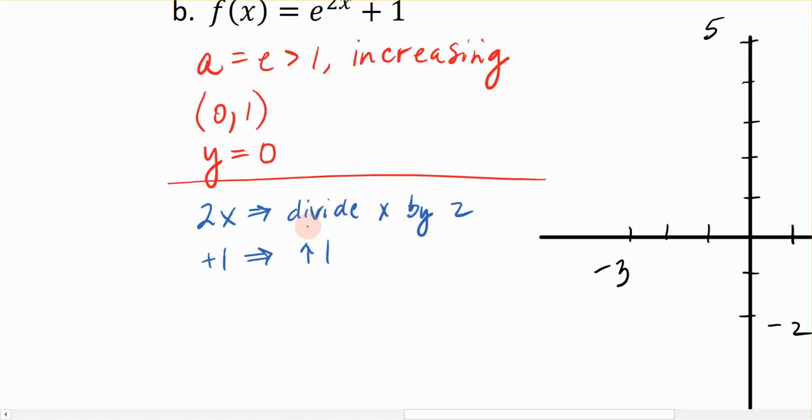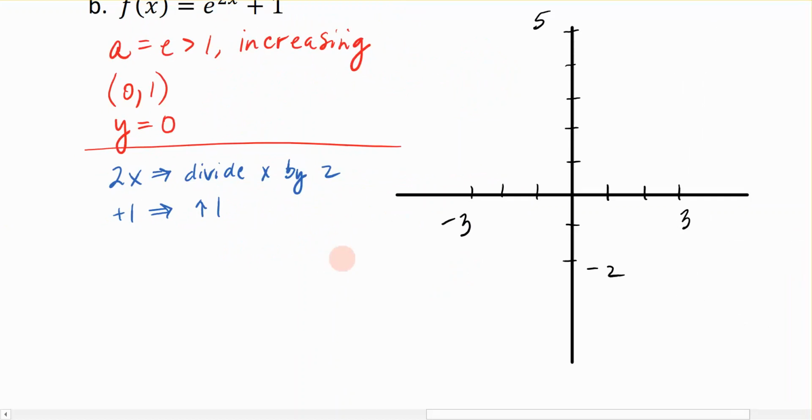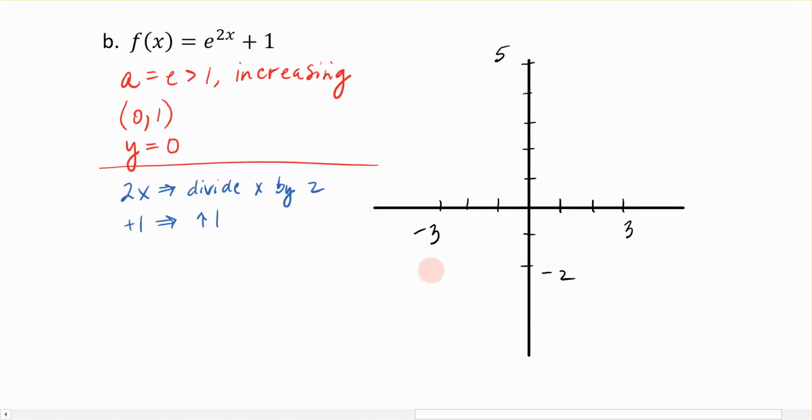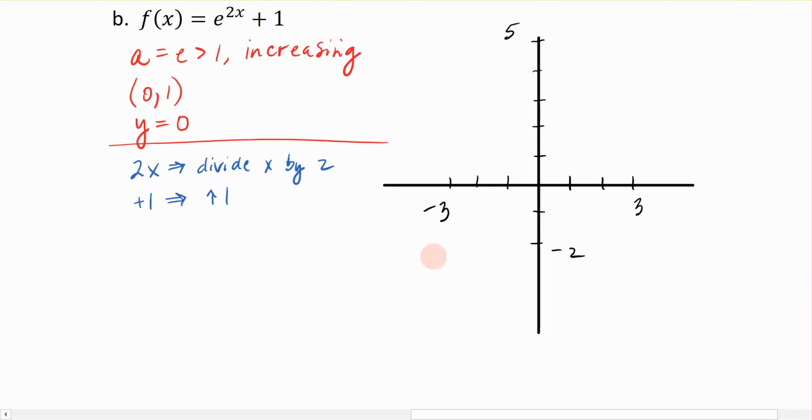I'm going to handle this one a little bit differently, and it's mainly because of this shrink that I have going on, and it makes the whole problem a little bit more difficult. So in order to keep everything straight, I'm going to come down here and create a sort of table to keep up with everything.